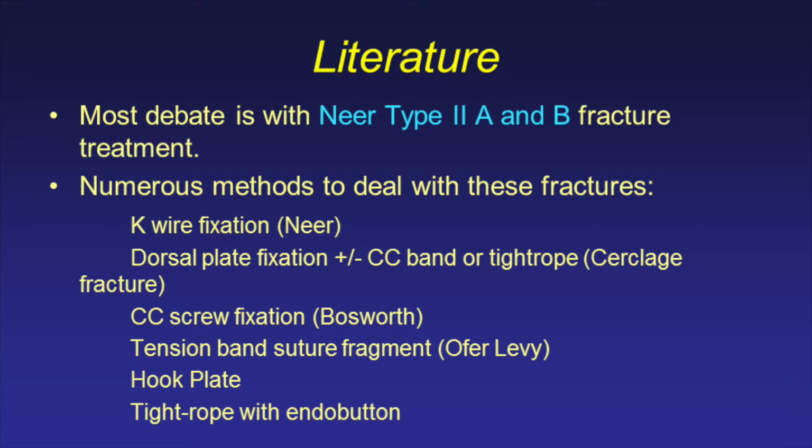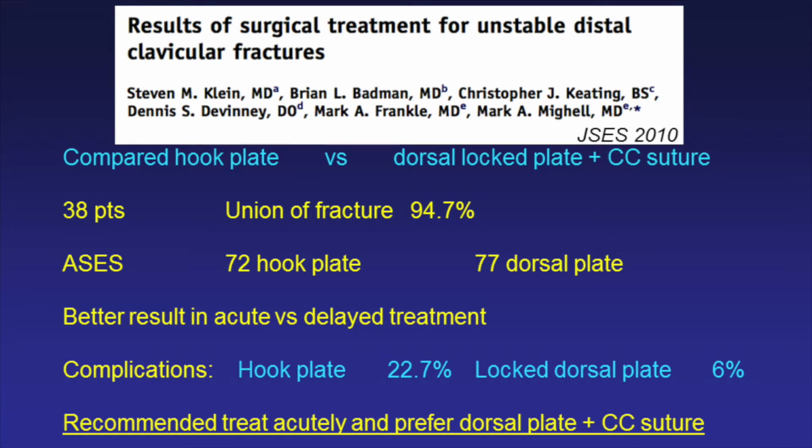So what does the literature tell us about fixation of the displaced fractures? There are numerous methods to deal with these fractures, ranging from K-wires right through to dorsal plate to tightrope. Frankel and his group compared hook plate and dorsal lock plates. They had 38 patients with a union rate of 95%. Their hook plate had a slightly lower score compared to 77.